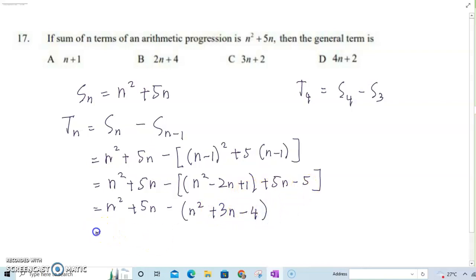And then we simplify n square cancel out. 5 minus 3 will be 2n, minus 4 minus 4 will be plus 4. And then our answer should be 2n plus 4.